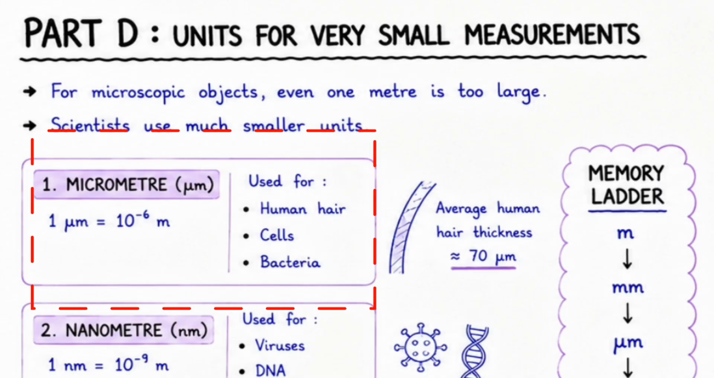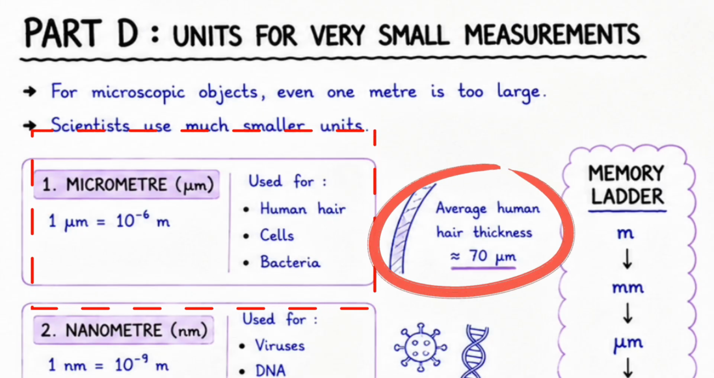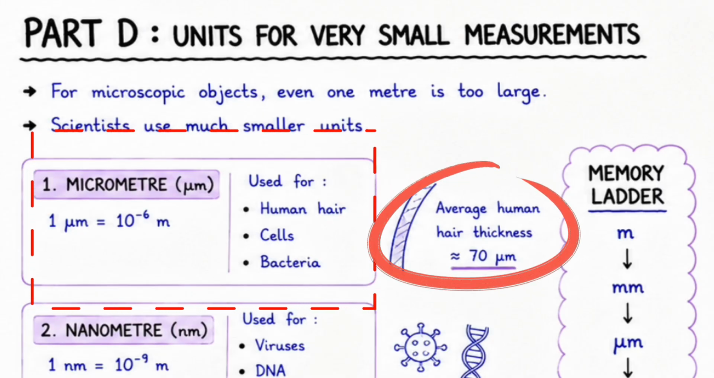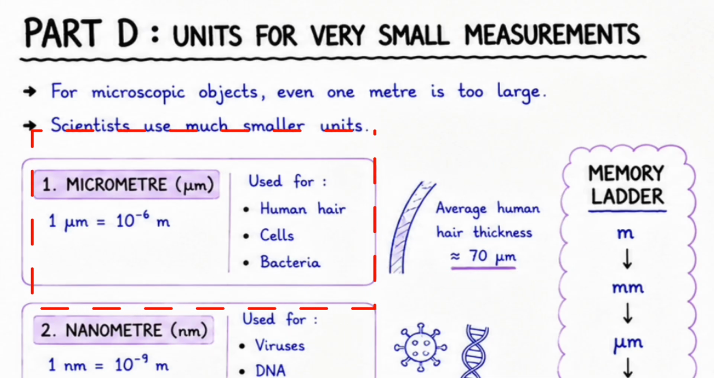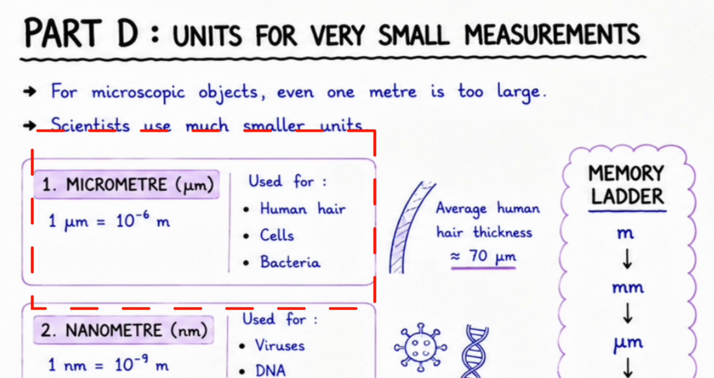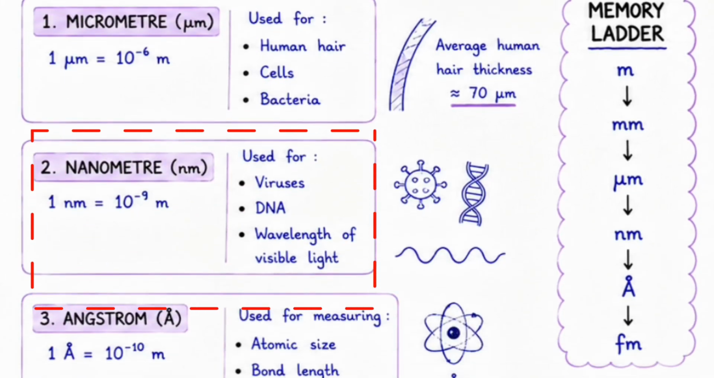Now think about the thickness of your hair. An average human hair is about 70 micrometers thick. Cells, bacteria and many tiny biological structures are also measured in micrometers. So whenever the object is visible only under a microscope but is still comparatively larger than viruses, we usually use the micrometer.